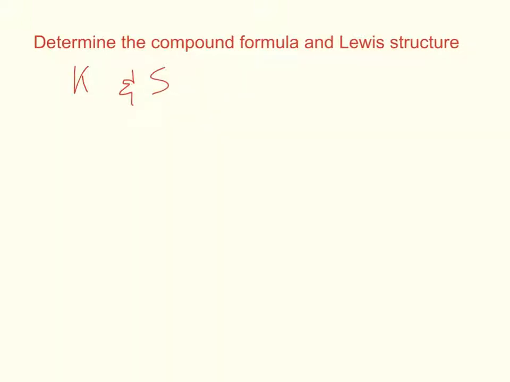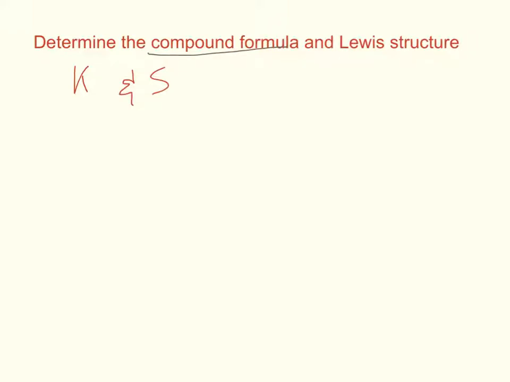So this question is asking you to determine the compound formula and Lewis structure of the following elements. We were given potassium and sulfur in this example that we did in class. When we're determining the compound formula, the first thing we want to go back to is the periodic table and look at the valence, the charges based on the valence shell.